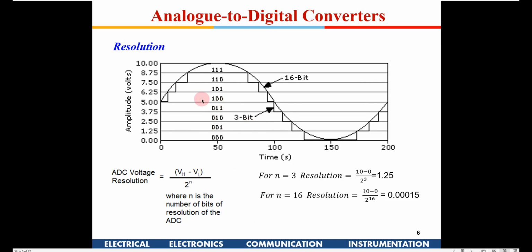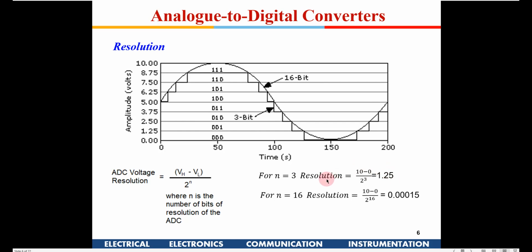Okay, now these are some things which we need to know. One is the resolution. These are some of the figures of merit of analog to digital converters. If this is the total analog range, from 0 to 10 volts, which I call VH minus VL, where VH is 10 and VL is 0, and I am using a 3-bit encoder, then I can have a maximum of 8 levels, right? So the resolution becomes 10 divided by 8, which is 1.25.